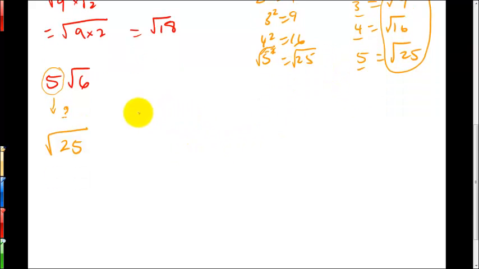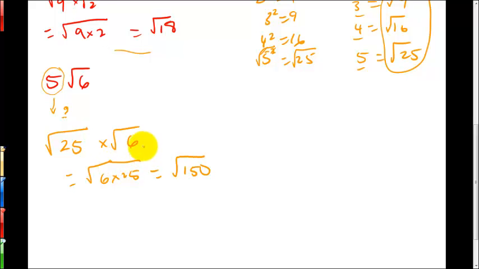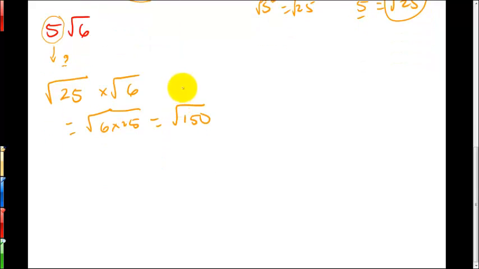Cool? So square root of 25 times square root of 6. Then you can just plug that in exactly the same as what we did above. So that's going to be square root of 6 times 25, which should give us 150. So square root of 150. Alright, let's try one more. How about we try 11 root 11.